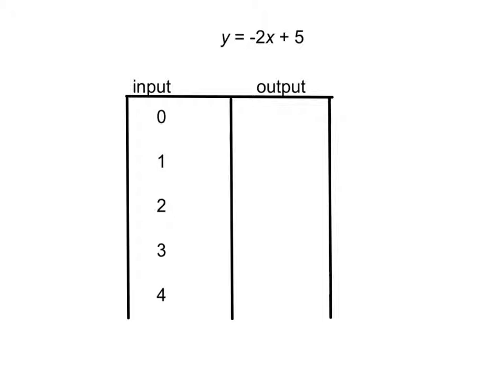So for this one, it's almost the same as the one you just did, except this time I've made that coefficient here a negative 2. So you're going to start by multiplying the inputs by negative 2, and then you're going to add 5. So pause the video, do all 5 of these, and then come on back.